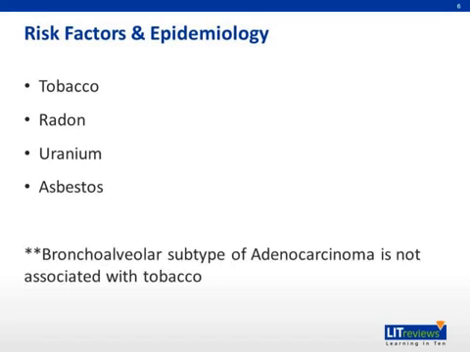And then it's also important to know this one has two asterisks by it because bronchial alveolar subtype of adenocarcinoma is not associated with tobacco use. So when you have this young patient, maybe in your 30s, 40s, might be a female, comes in and they have a new diagnosis of lung cancer, they don't necessarily have to have had exposure to tobacco if they have bronchial alveolar subtype of adenocarcinoma.